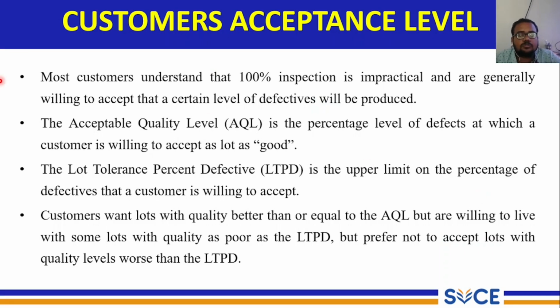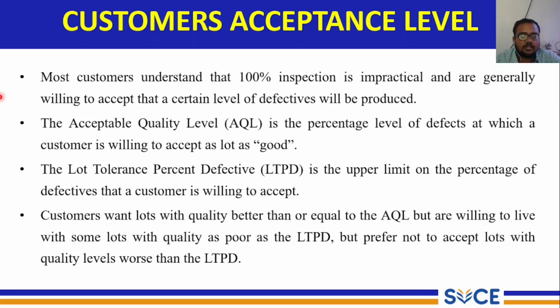Most consumers understand that 100% inspection is impractical, and they accept that there will be a certain level of defective which will be produced. So the acceptable quality level is the percentage the customers are willing to accept as good, right? Whereas LTPD is the upper limit which you are going to fix, beyond which there is no possibility that the customers will be accepting that particular lot.